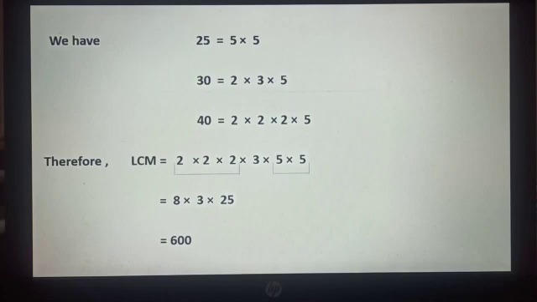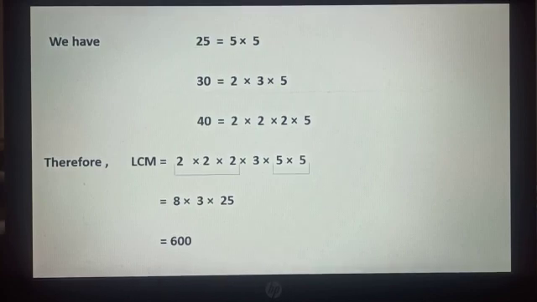Here 5 occurs maximum 2 times. And now we have 2 multiplied by 2 multiplied by 2 multiplied by 3 multiplied by 5 multiplied by 5. So LCM is equal to 8 multiplied by 3 multiplied by 25, and this is equal to 600. So 600 is the LCM of the given numbers 25, 30 and 40.